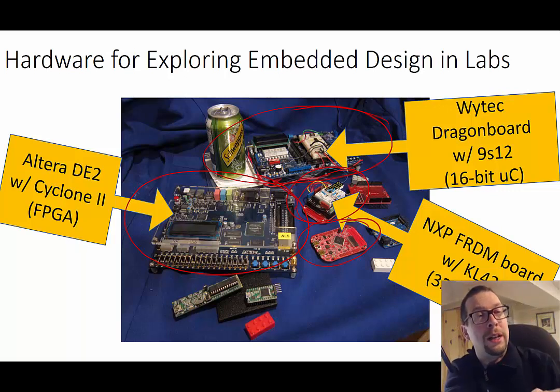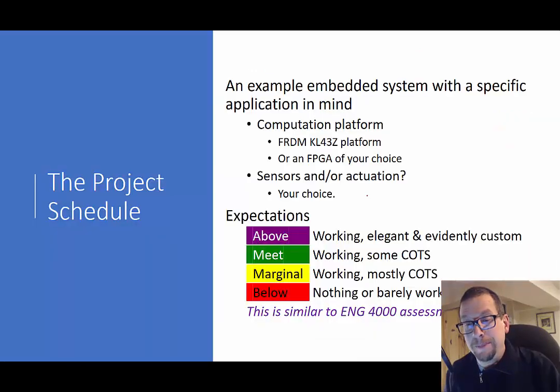So there's going to be a whole lot of stages for these labs, and it's going to build you up forward towards that project that we need to do. So the project itself is going to be really a big part of this course. And you're going to work on an example embedded system with a specific application in mind that you come up with. So you're going to use that FPGA board if you want, but most of you are going to end up using these Kinetis boards because they're really flexible and inexpensive and easy to use.